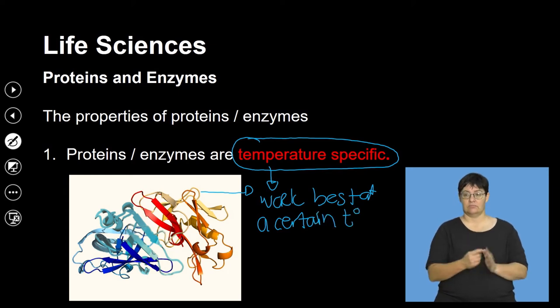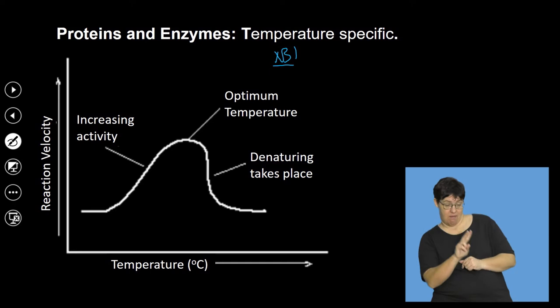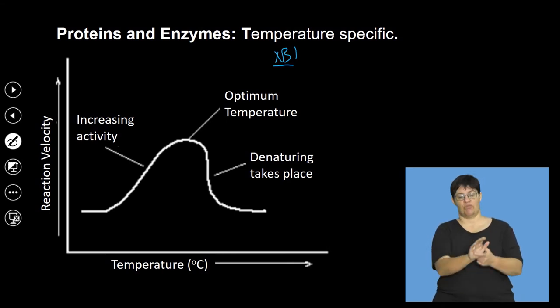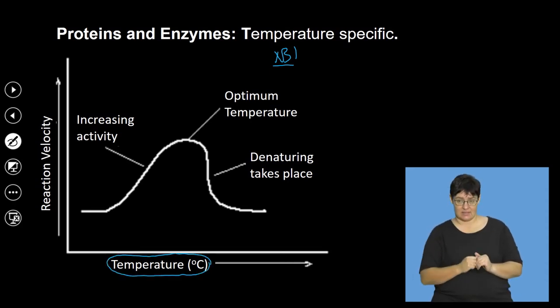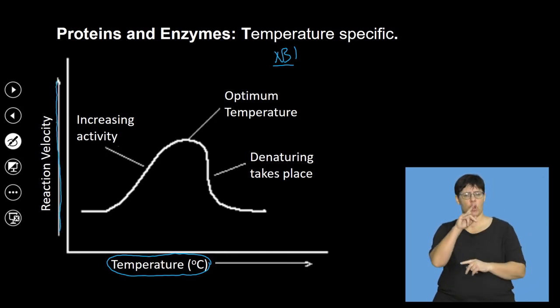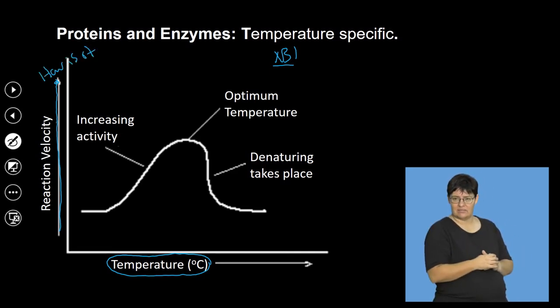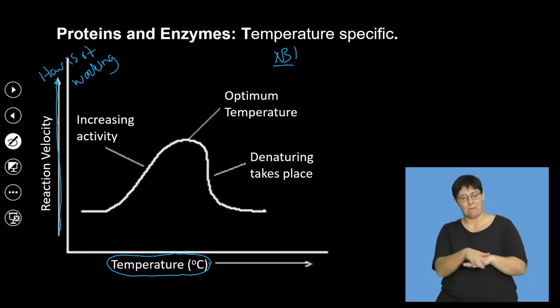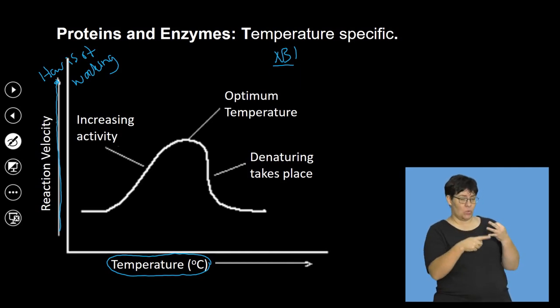Now this graph, NB, NB, NB, you're going to see when we do our questions as well. When we look at how temperature affects enzymes, we often use a graph to show how it's going to work. Because we choose temperature, we put it on the x-axis. And over here, what does reaction velocity mean? In very simple terms, it means how is it working? Is it working slow? Is it working fast? Is it working? Is it not working? That's big words for saying, what exactly is happening to the enzyme? So guys, these are three very important terms that you need to know.